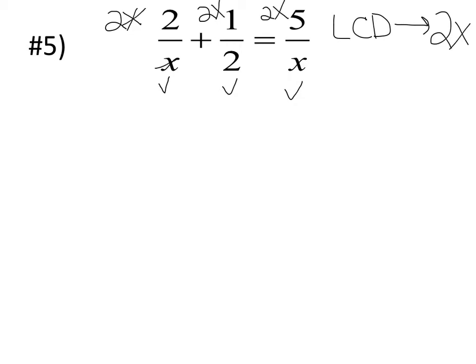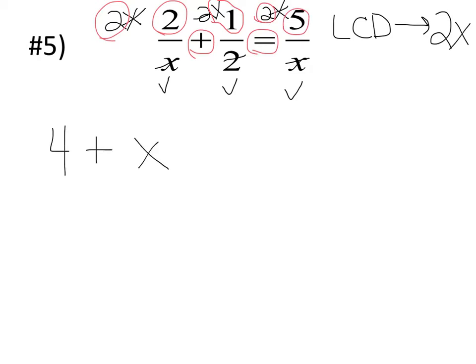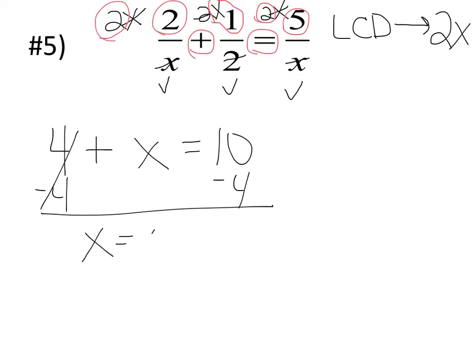So this x and this x are going to cancel. This 2 and this 2 are going to cancel. And this x and this x are going to cancel. So let's see what we've got left. 2 times 2 plus x times 1 is equal to 2 times 5. So 2 times 2 is 4 plus 1x, which is just x, is equal to 10. Subtract 4 from both sides. You get x is equal to 6.